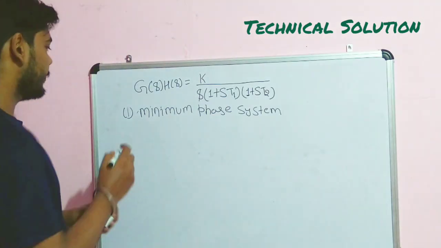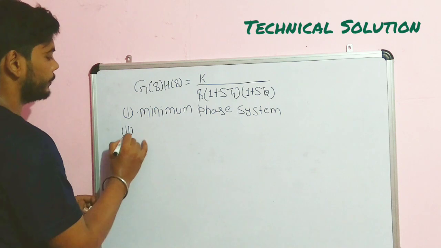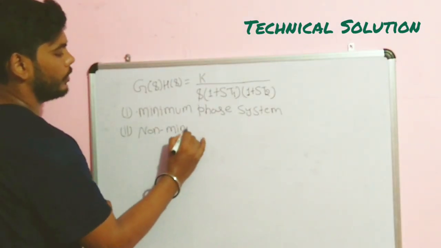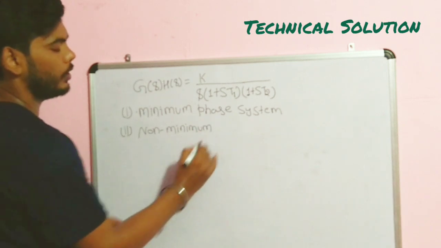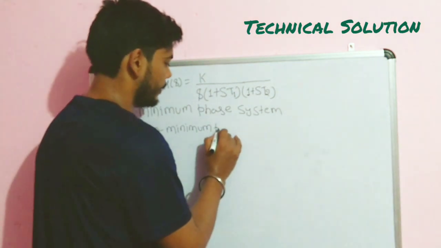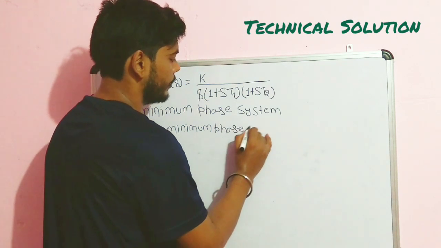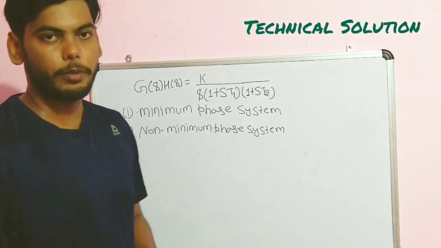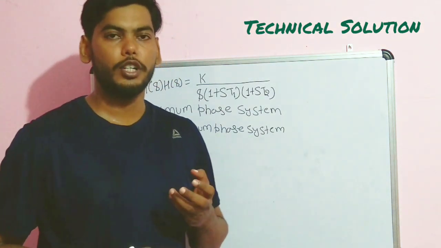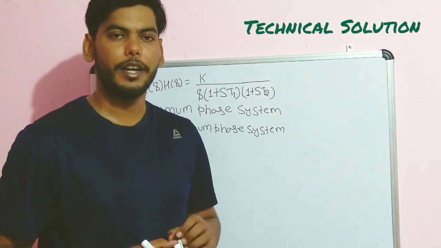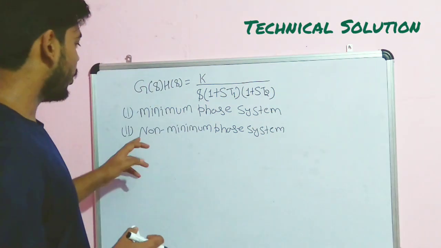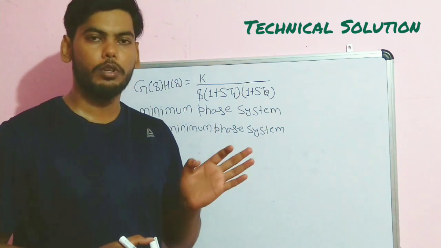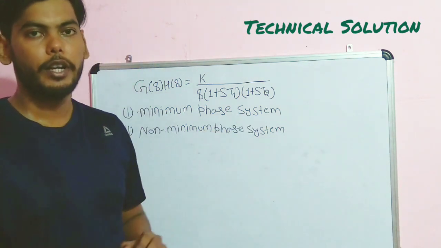The second one is the non-minimum phase system. In a non-minimum phase system, at least one pole or zero lies on the right side of the s-plane.